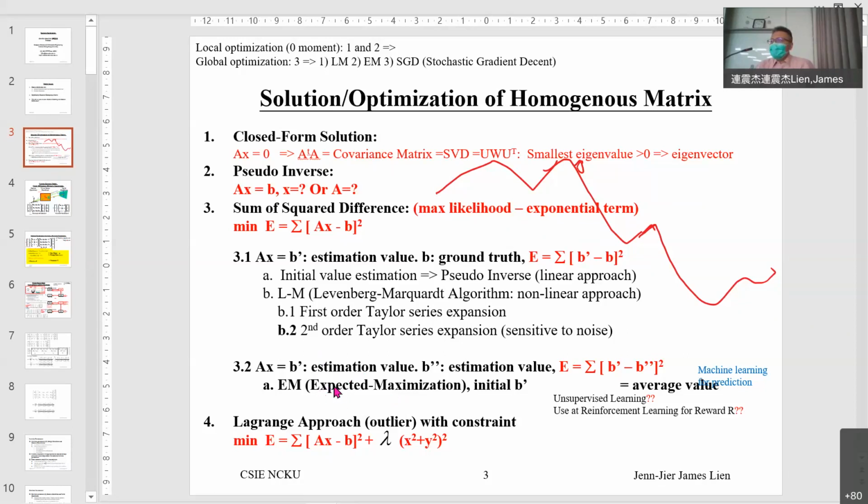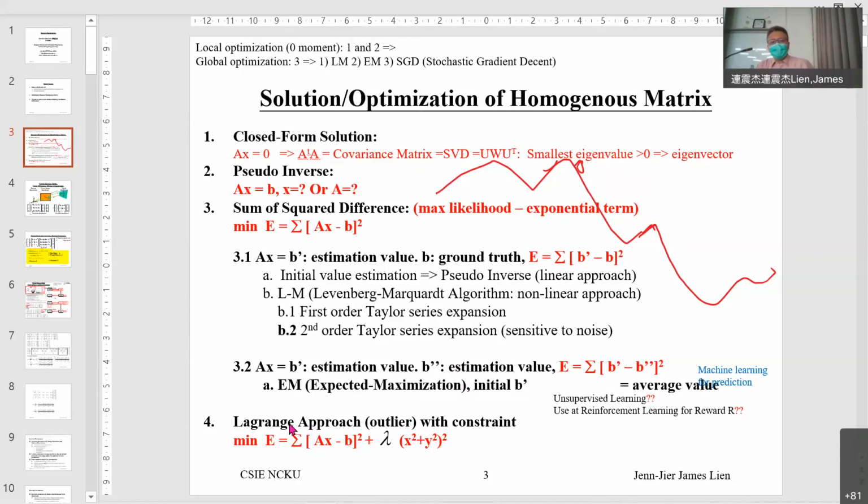So for reinforcement learning, right now people still try to develop it. Reinforcement learning is kind of self-learning. Sometimes they don't have labeling, so it's unsupervised learning. For unsupervised learning, sometimes you can use the EM method to solve the problem. Okay.